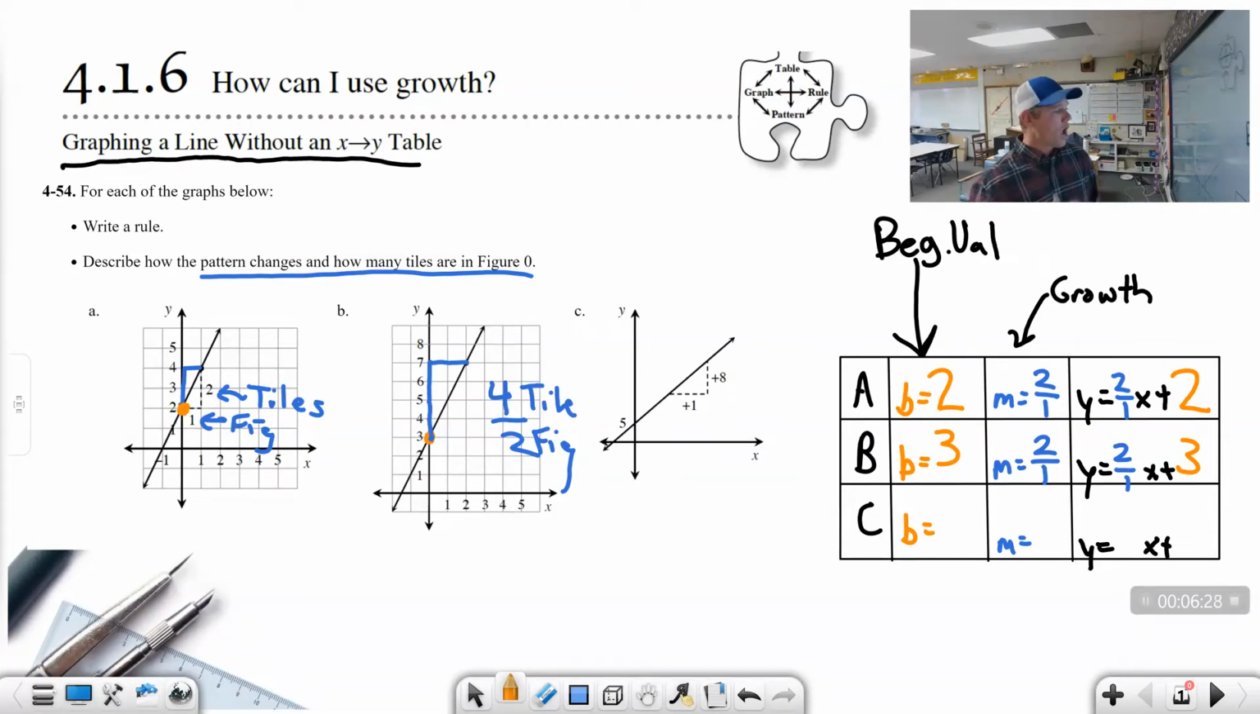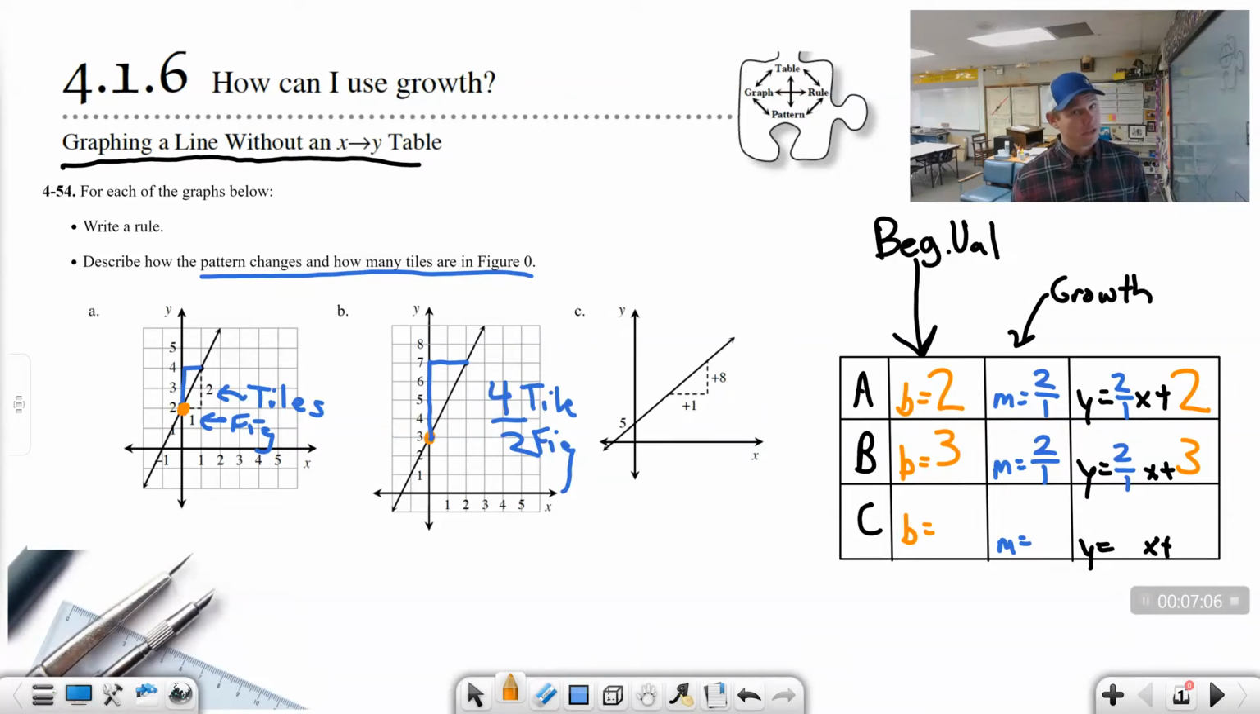Next problem. I want you to look at this problem, write down what you think the beginning value is, what you think the growth is, and what you think the rule is. Pause the video and decide those numbers. Now, if you don't know how to do letter C, you need to go back and watch me do letter A and B again. You have to know how to do this. Go back, figure out A and B right now.